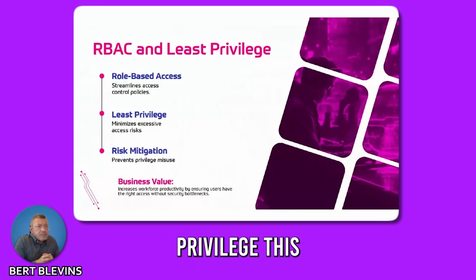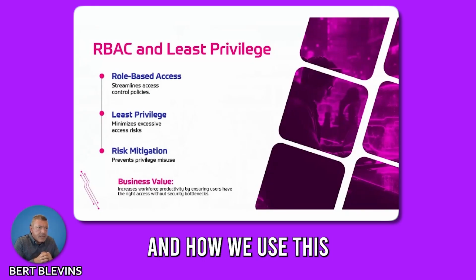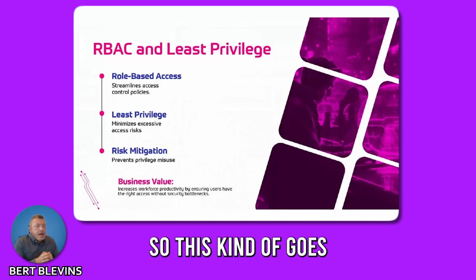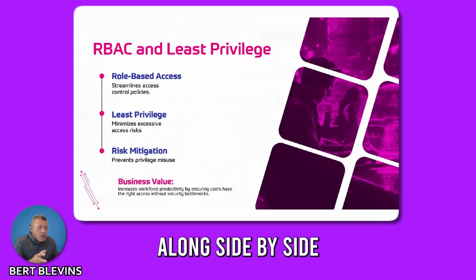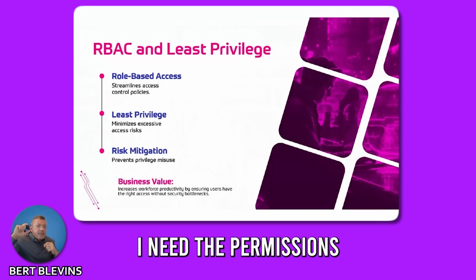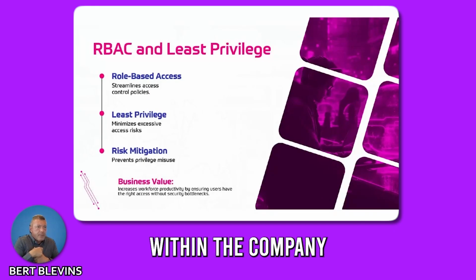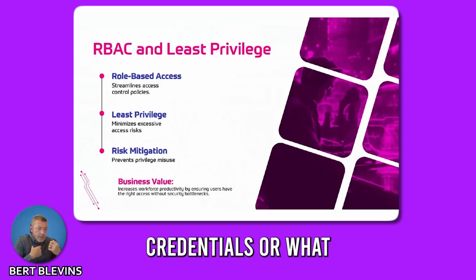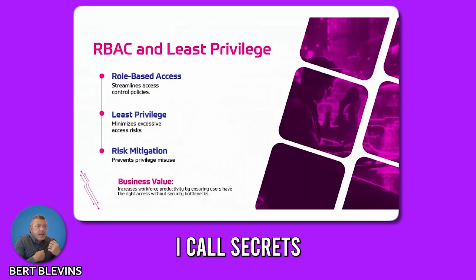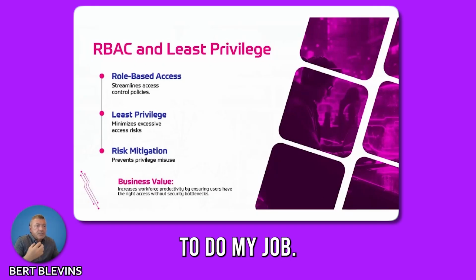RBAC and least privilege. I was touching on this in the very beginning of the presentation, and how we use this with PAM. But this kind of goes side by side with identity management. So you've got role-based access. It's not just, I need the permission set that Jim Smith has. It's basically, what role do I have within the company, and allocate me credentials, or what I call secrets, that I'm responsible for within the organization, but give me just enough privilege on those secrets to do my job.